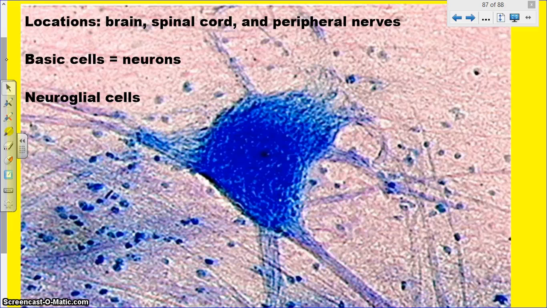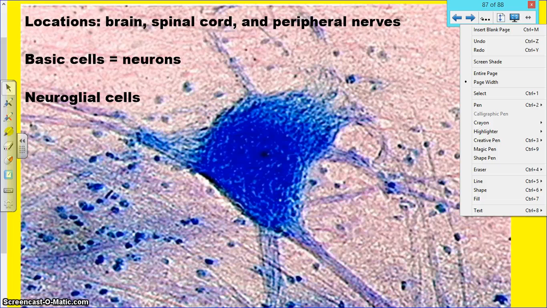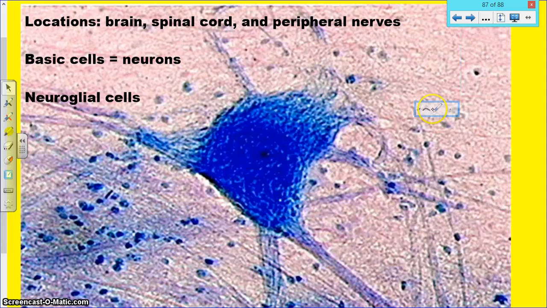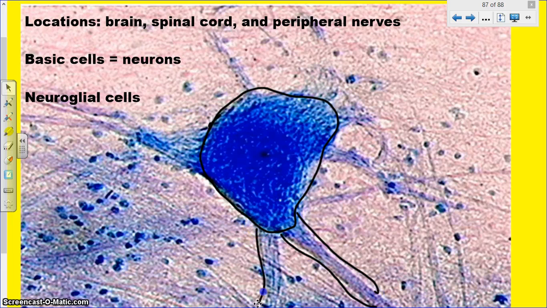That's what this big blue thing in the middle is. That is a neuron. This is a nerve, kind of a smear of nervous tissue right here. So this thing right here is the cell body of the neuron. These are processes that are coming off of this particular neuron. And then neuroglial cells, a lot of that's these other ones that are around it.